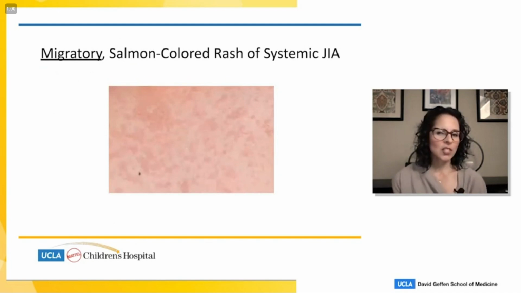I wanted to include this slide just so you have an understanding of what we mean by salmon-colored rash. This tends to appear quite frequently on board exams. What's very important is that the rash in systemic JIA is migratory. If you see a persistent rash in someone you're evaluating for a fever of unknown origin, I would highly suggest that you look for alternative diagnoses. Systemic JIA really is migratory, the rash.